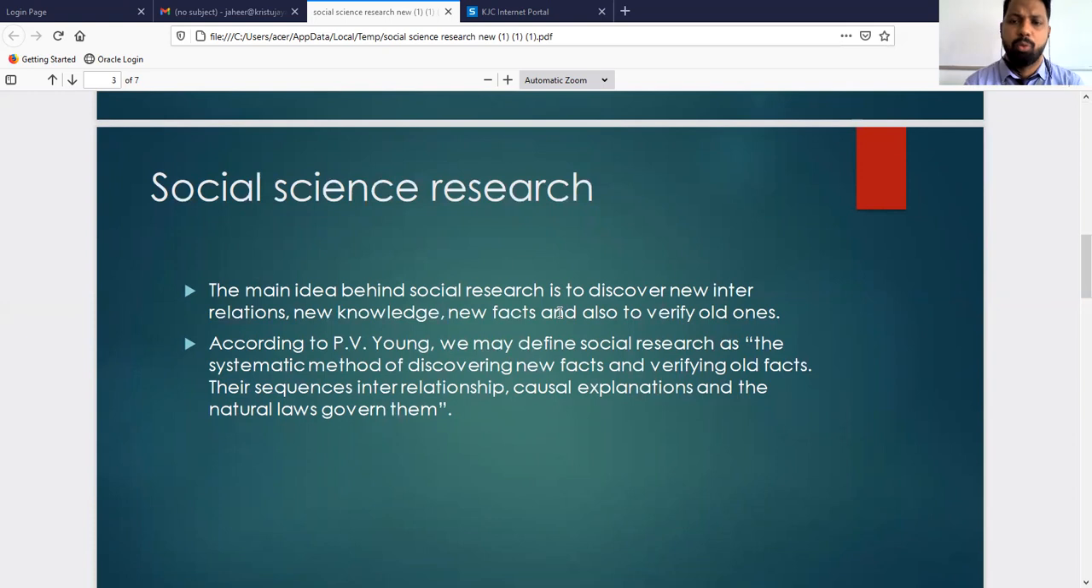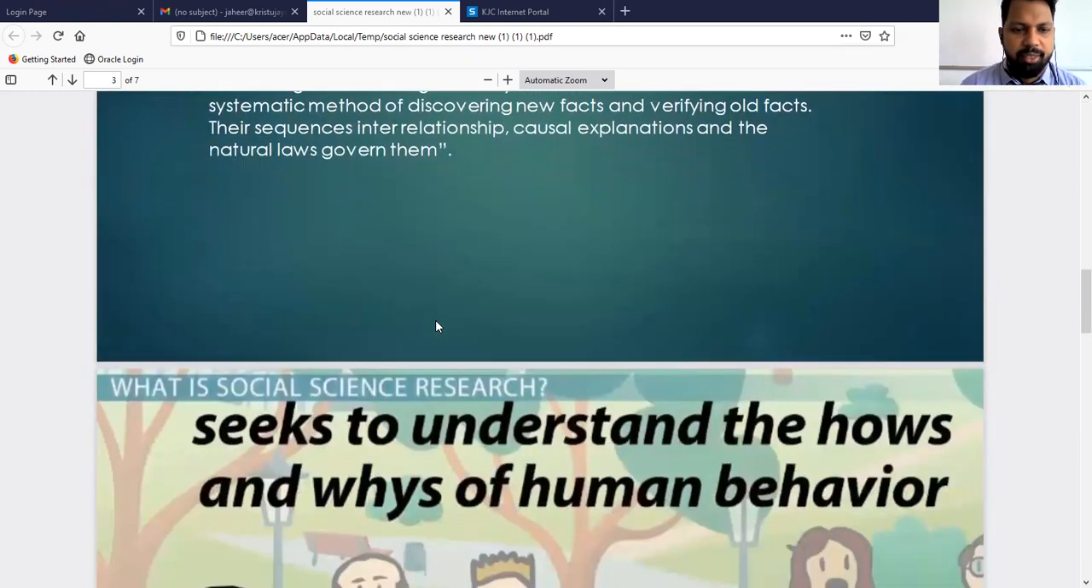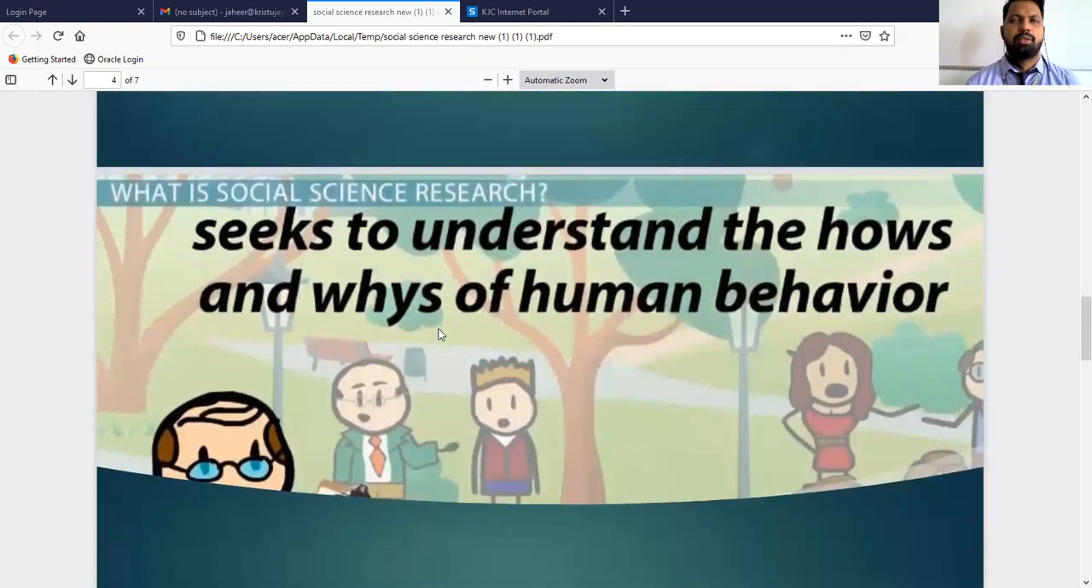Then to know the causal relationship between two variables which is connected with the social life or a human life, you can call it what? The social science research. This is one of the definitions given by PPN. So simply we can put it as: social science research seeks to understand or seeks to know the hows and whys of human behavior. This is a simple explanation.